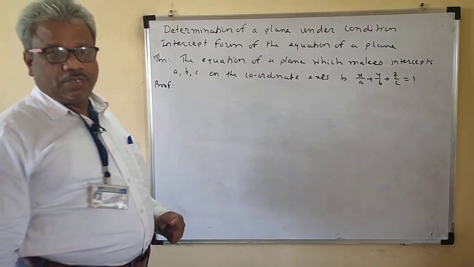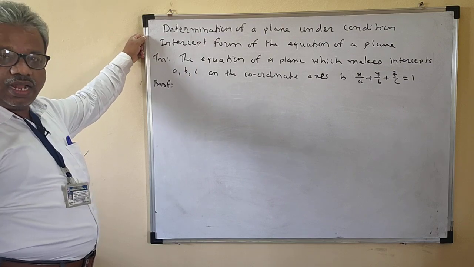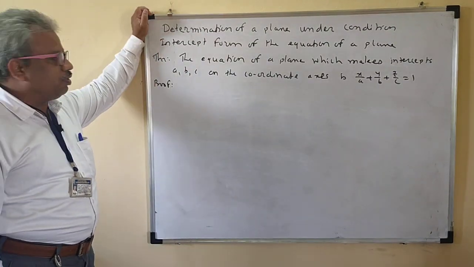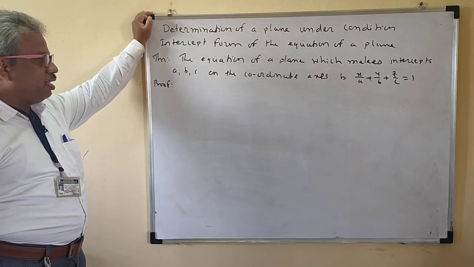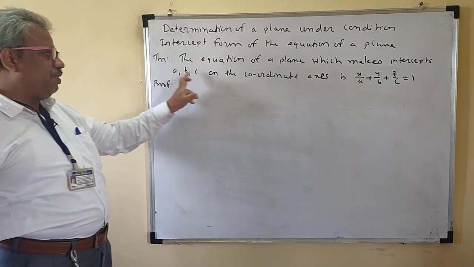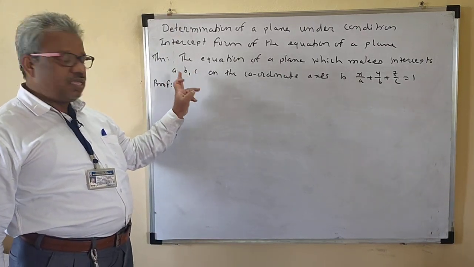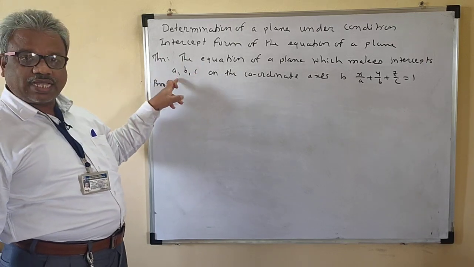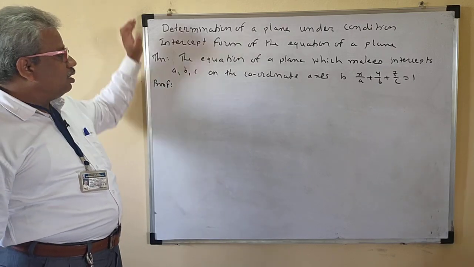Now, in this lecture, we will see how to determine a plane under some conditions. The first one is the intercept form of the equation of the plane. The theorem is that the equation of a plane which makes intercepts a, b, c on the coordinate axes, that means the X intercept is a, the Y intercept is b, the Z intercept is c, that means the plane cuts the X axis at the point a, Y at b, and Z at c.